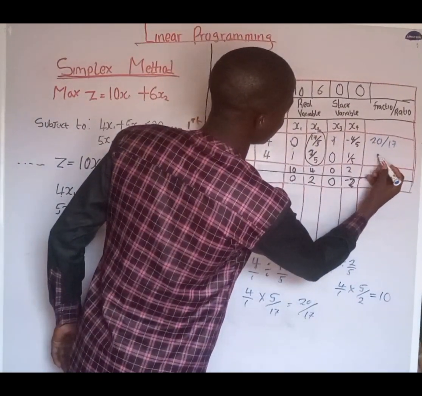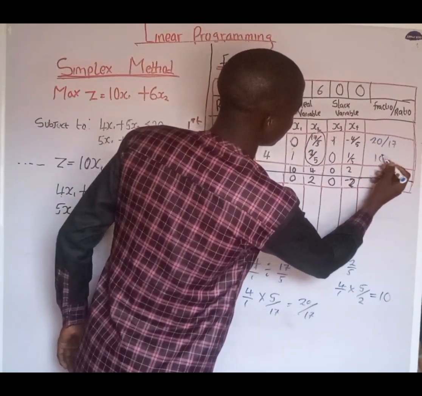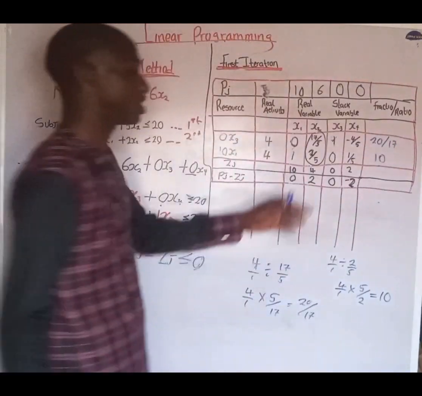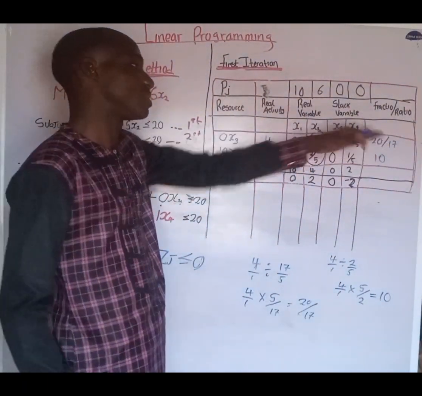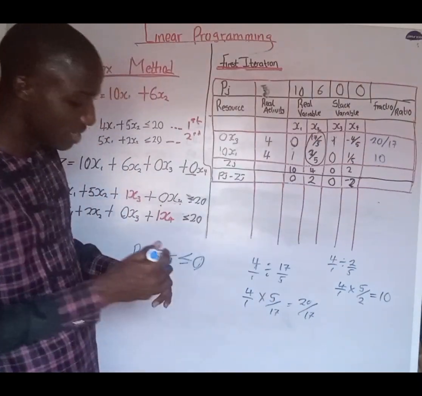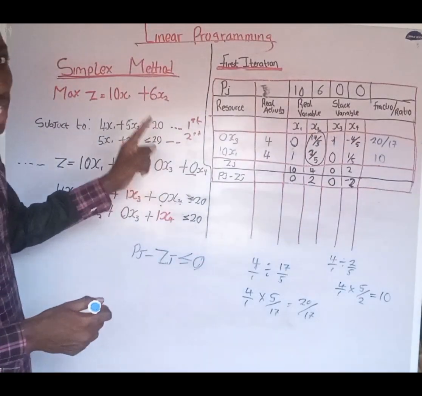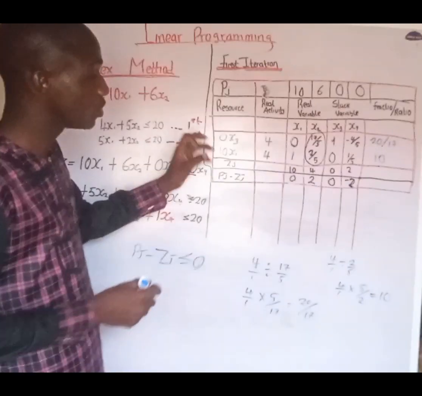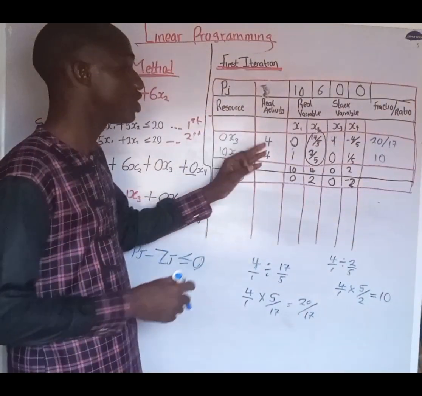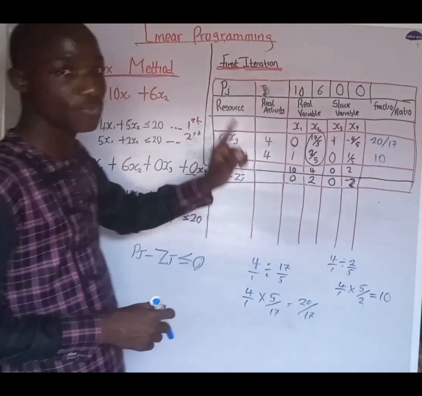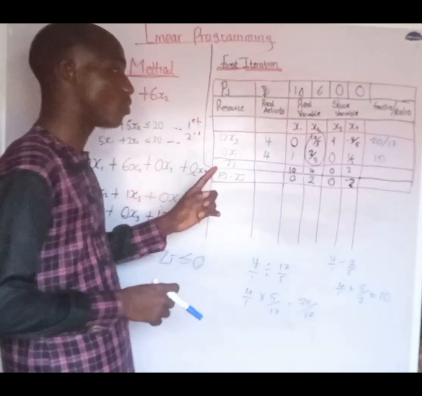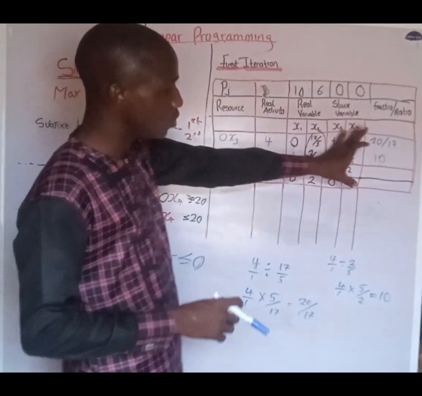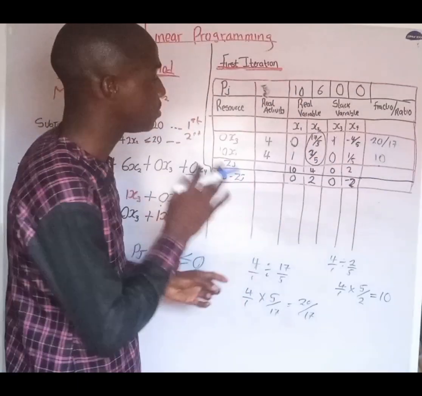So the ratio here will be 10. So I have my ratio as this. Now, how do I determine my key column? From the previous video that I dropped on the channel, I told you that if you want to determine your key row, the least positive value in your ratio, that row will be your key row.